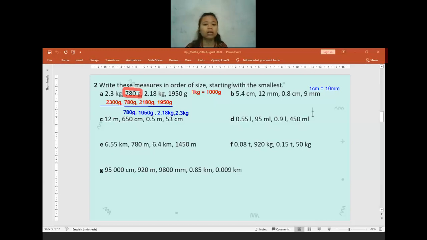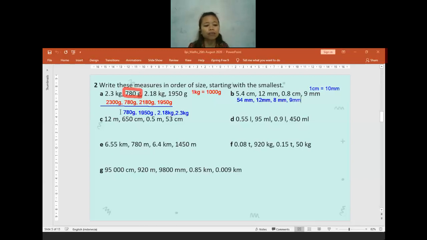Now for question B, we will change everything into millimeter. For the 5.4 centimeter, we multiply by 10, it will be 54 millimeter. The 12 millimeter will stay as 12 millimeter. 0.8 times 10 will be equal to 8 millimeter. The 9 millimeter will stay as 9 millimeter.